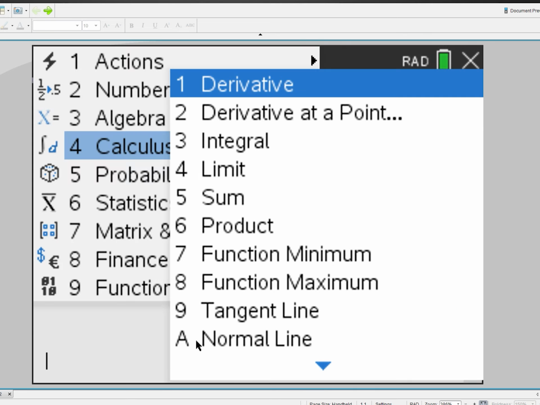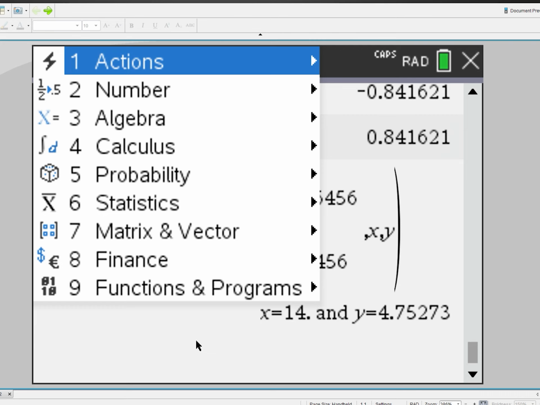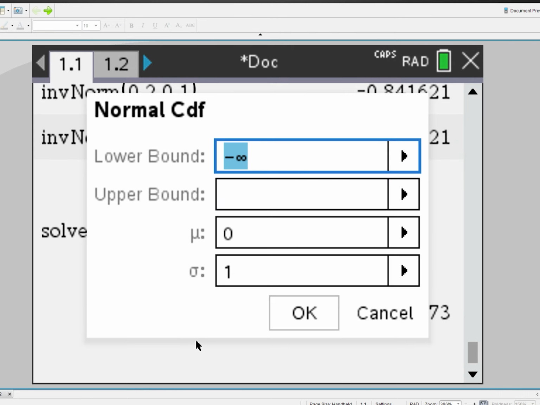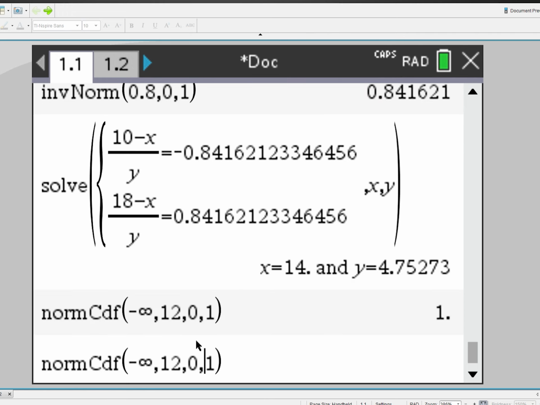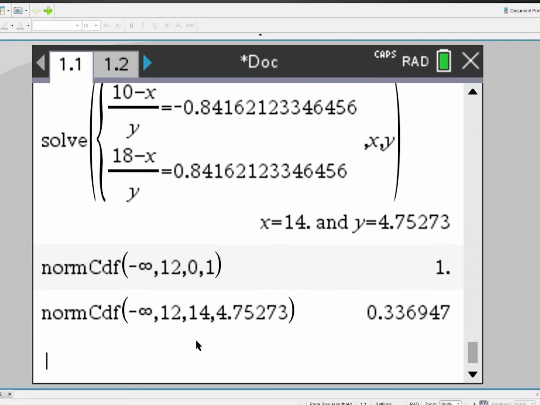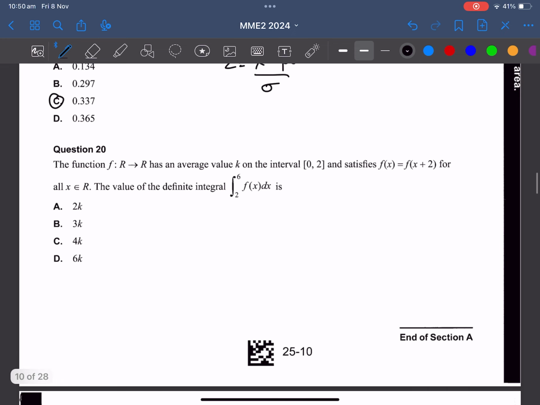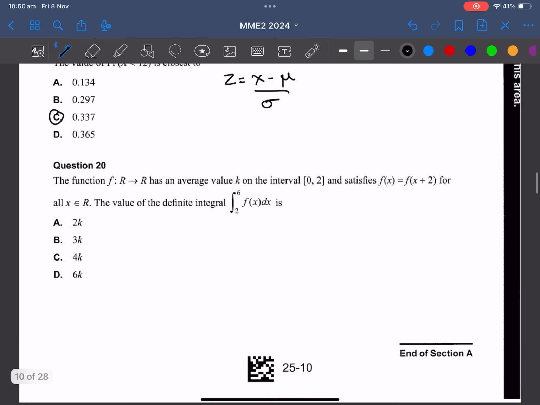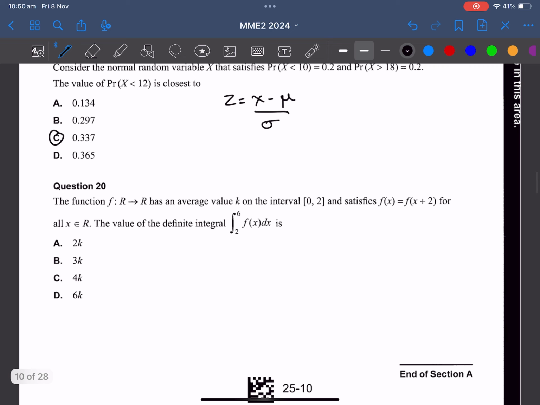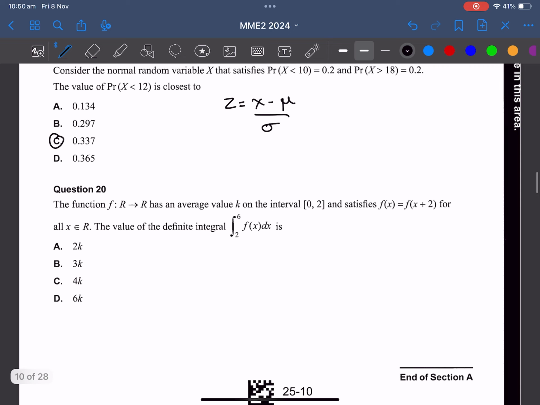So now we can just use menu 5, 5, 2. So I'm just going to say 12. I'll adjust the mean and stuff later. So let us put this as 14, and let us put this as that. So okay, the closest is 0.337. So the answer is going to be C for this. Hopefully this made sense.